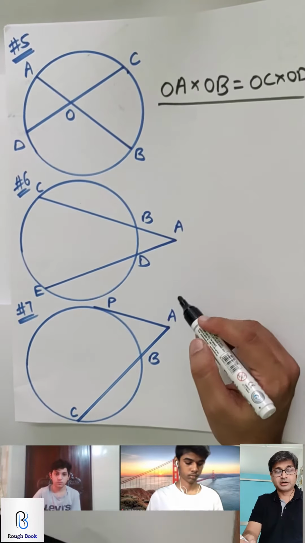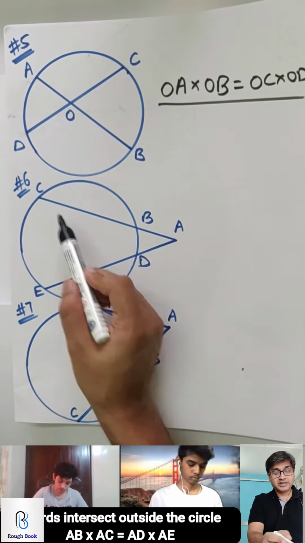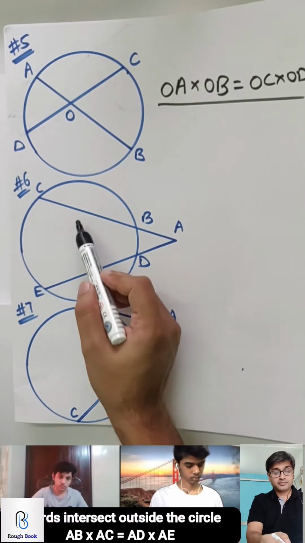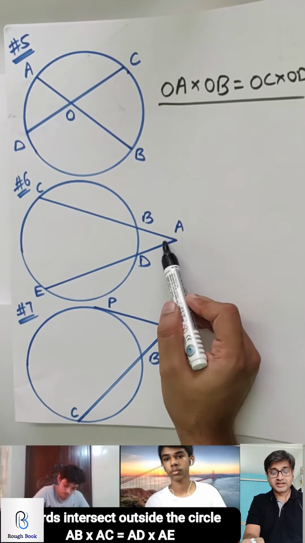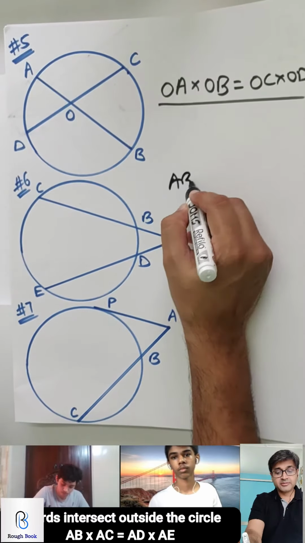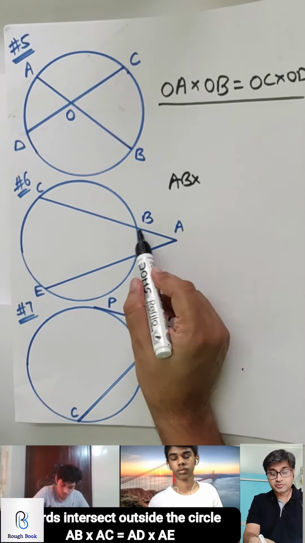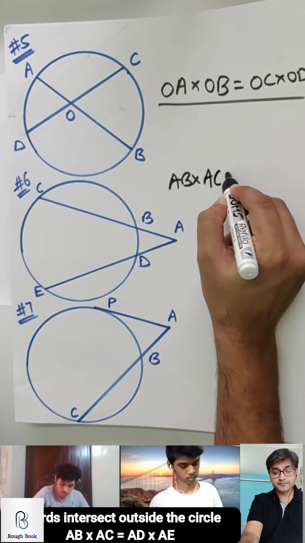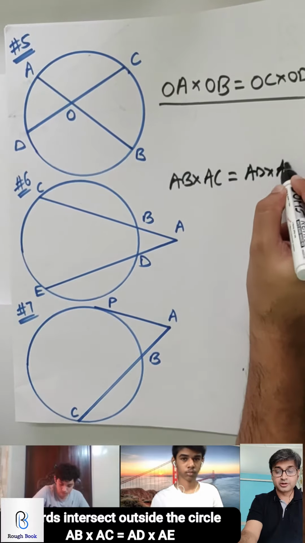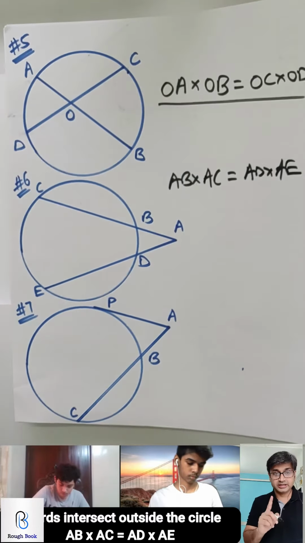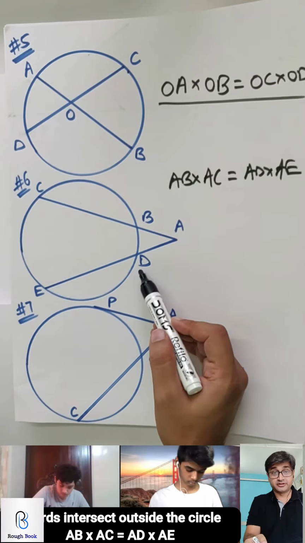The next one, property number 6, is when chords intersect outside the circle. We've got BC and DE, two chords, and both chords are intersecting outside the circle. So when they intersect outside the circle, people write AB into BC, that's wrong. It's supposed to be AB into AC is equal to AD into AE. AD into AE, not DE. Don't take halves. It's not like the previous one, it's slightly different.